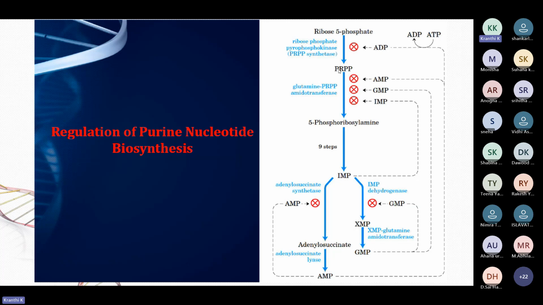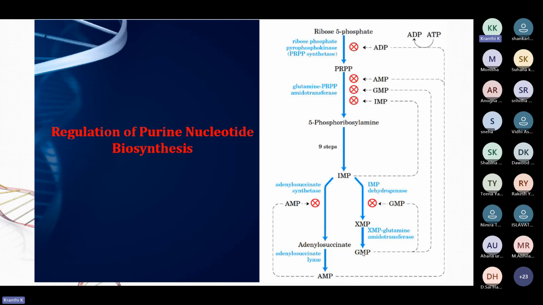And even in this process, PRPP is converted to 5-phosphoribosylamine, right? Here also, when there is an excess amount of the purines, then AMP will not be added in these steps, GMP will not be added, IMP also will not be added in these 9 steps. Okay, then IMP will be converted to the XMP and GMP, right?